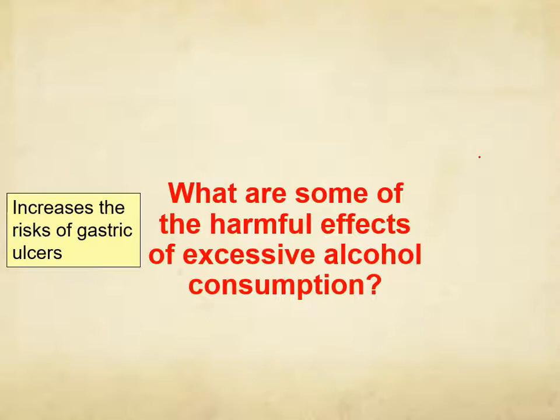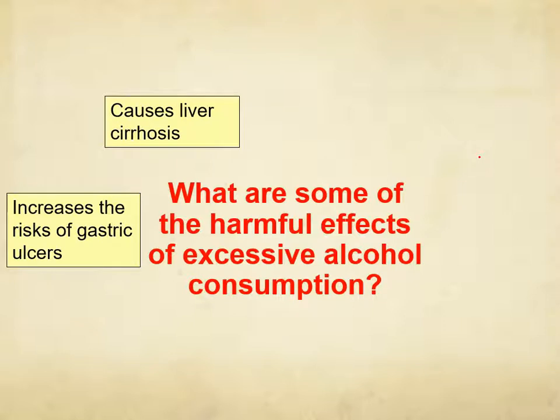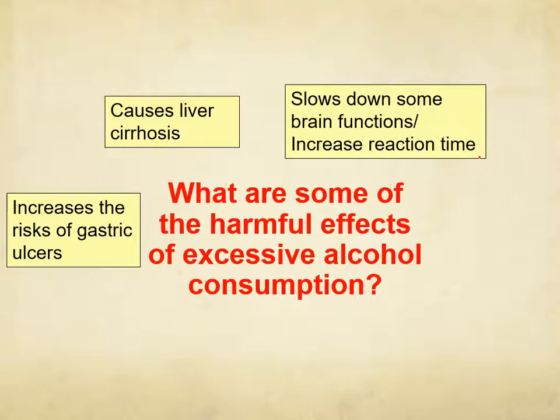So what happens if there is excessive alcohol consumption? Besides having gastric ulcers, it can cause liver cirrhosis. Now, liver cirrhosis is damage to the liver. It can slow down brain functions and increase reaction time. That is because alcohol is a very common depressant. A depressant means that it basically causes your body to react longer. So instead of taking 5 seconds to react to something, you may take like 15 to 20 seconds.